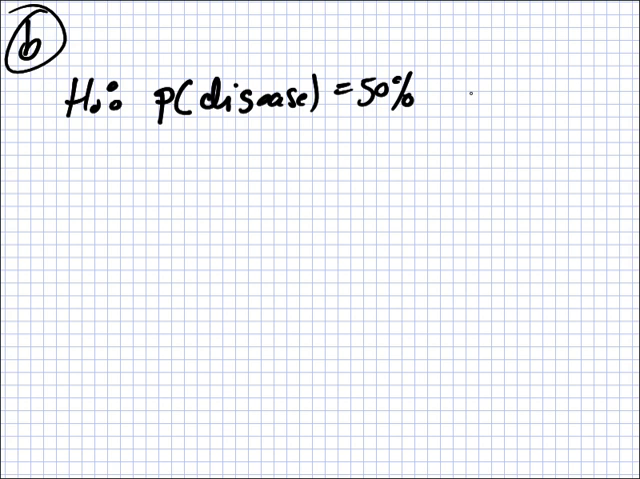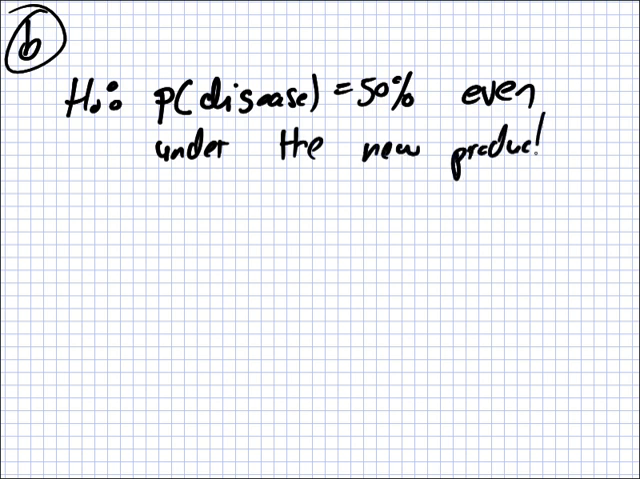Probability of the disease is 50%, even under the new product. In other words, there's many ways you could say it. I just want to show you a different way to say it. You could say the new product has no effect. You could say that half the carrots still develop the disease with or without the new product. In other words, nothing has changed. Okay. Now, a bit more interesting is the alternative. What's the alternative here? Less than. Yeah, that the probability is less than 50% using the new product.